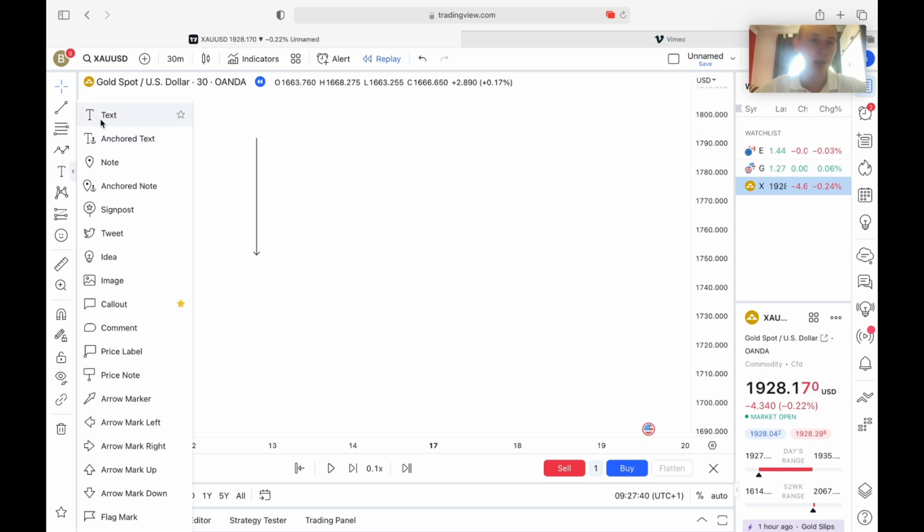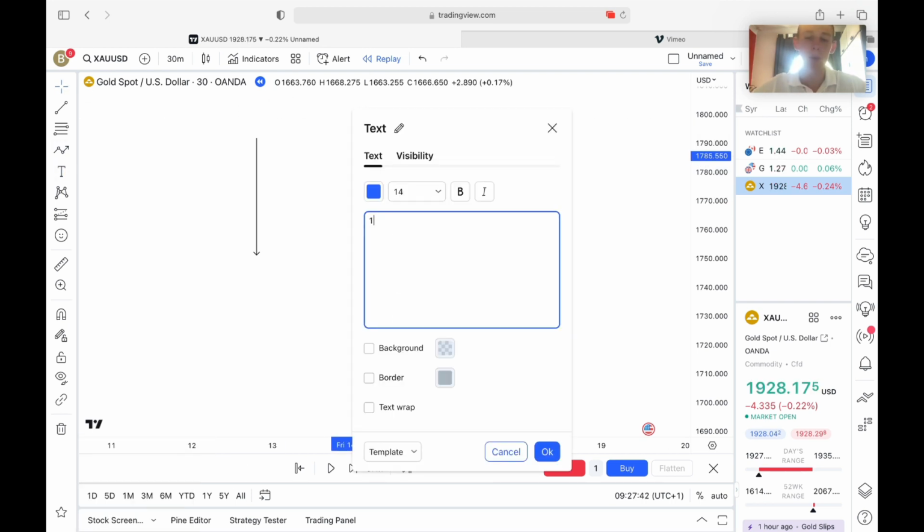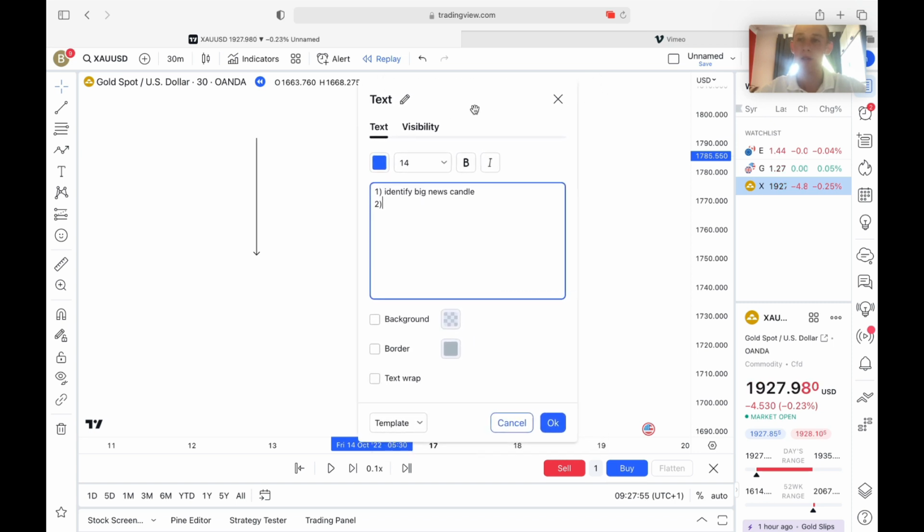So if we start with step one, we simply want to identify the big imbalanced news candle, and I'll show you exactly what this means in a minute. We also have to have that this has created all of that imbalance as well.